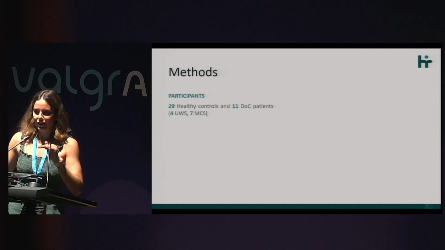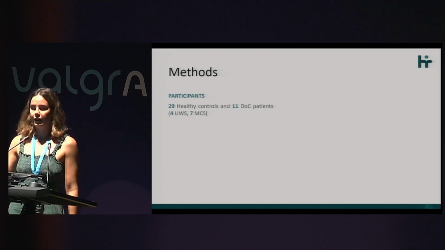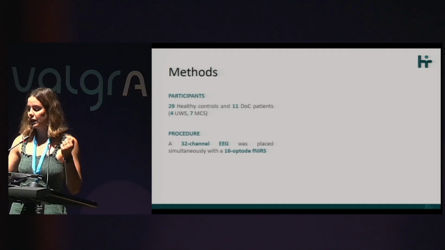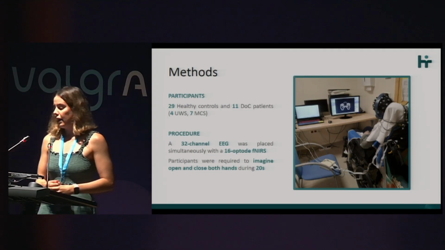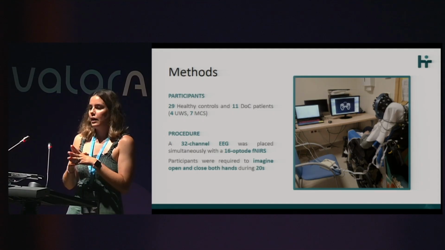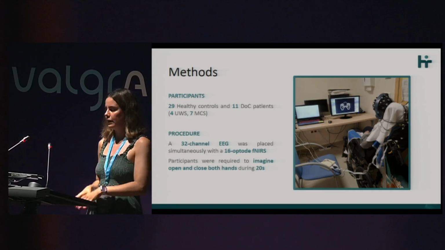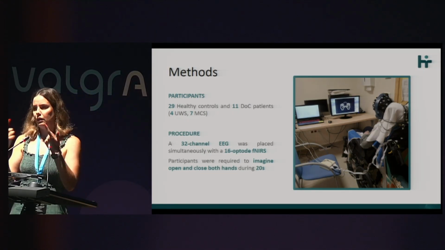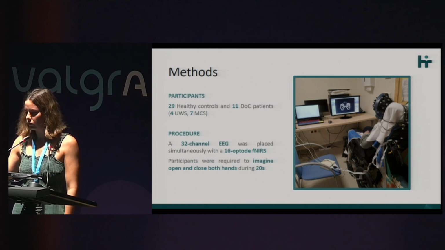So I'm going to tell you quickly an ongoing study. Now we have 29 healthy controls and 11 patients, and we put a 32-channel EEG with 16 optodes of fNIRS. And the participants, as you can see, sit in front of a screen, and they have to imagine the movement of both hands during 20 seconds and then rest during another 20 seconds. They have the instructions visually, and they listen to instructions too.